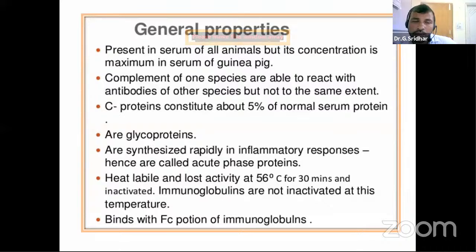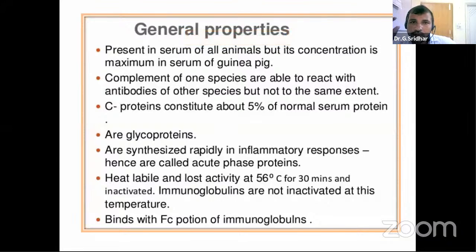Then the complement proteins, we already discussed in the first slide, are heat labile, but antibodies are not heat labile to some extent. If you heat beyond 60 or beyond 80 degrees for 1 hour or 2 hours, then this protein also denatures. But complement proteins can denature at 50 degrees centigrade if you heat for 30 minutes. Then the complement proteins will be denatured. Denature means it will lose its activity.